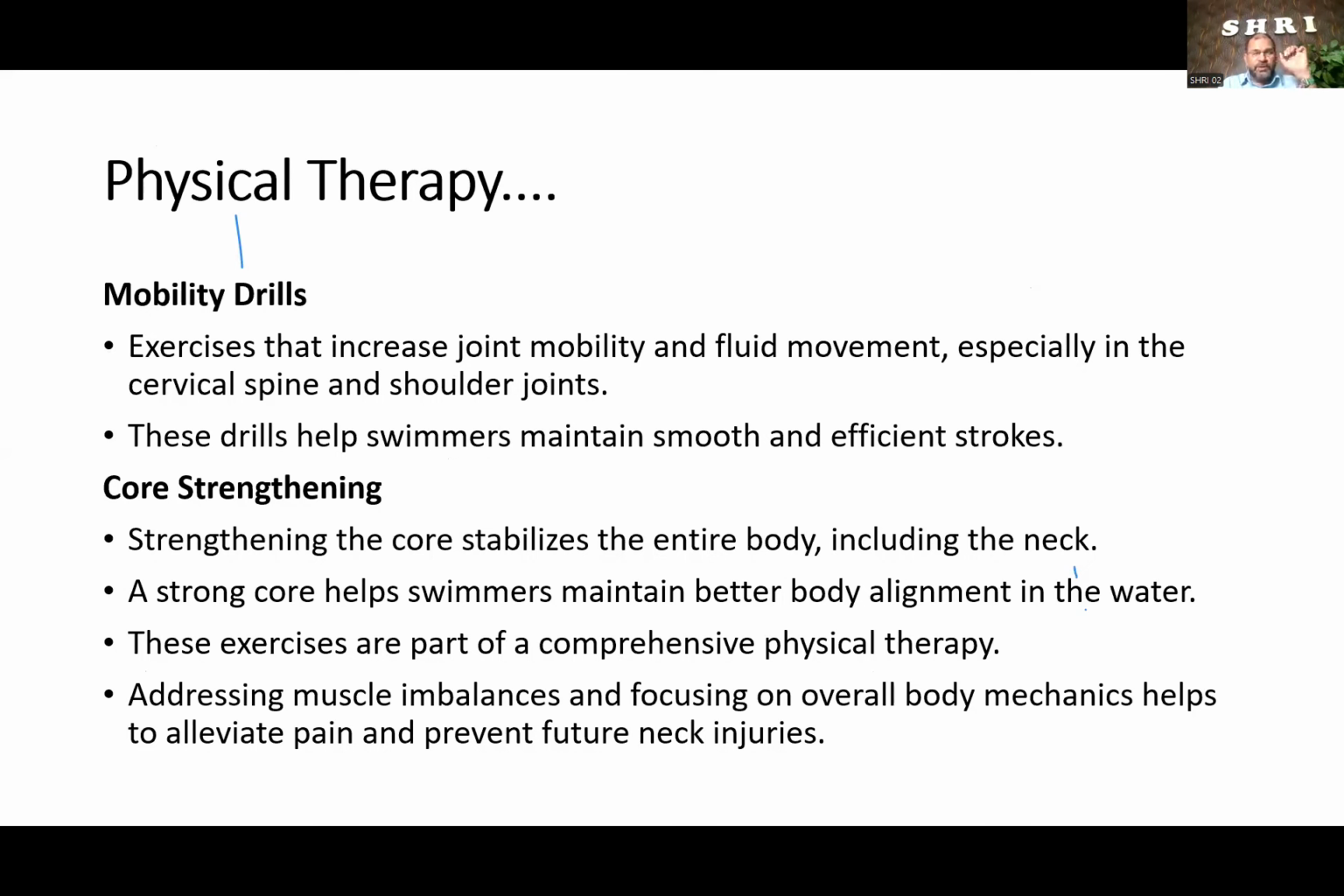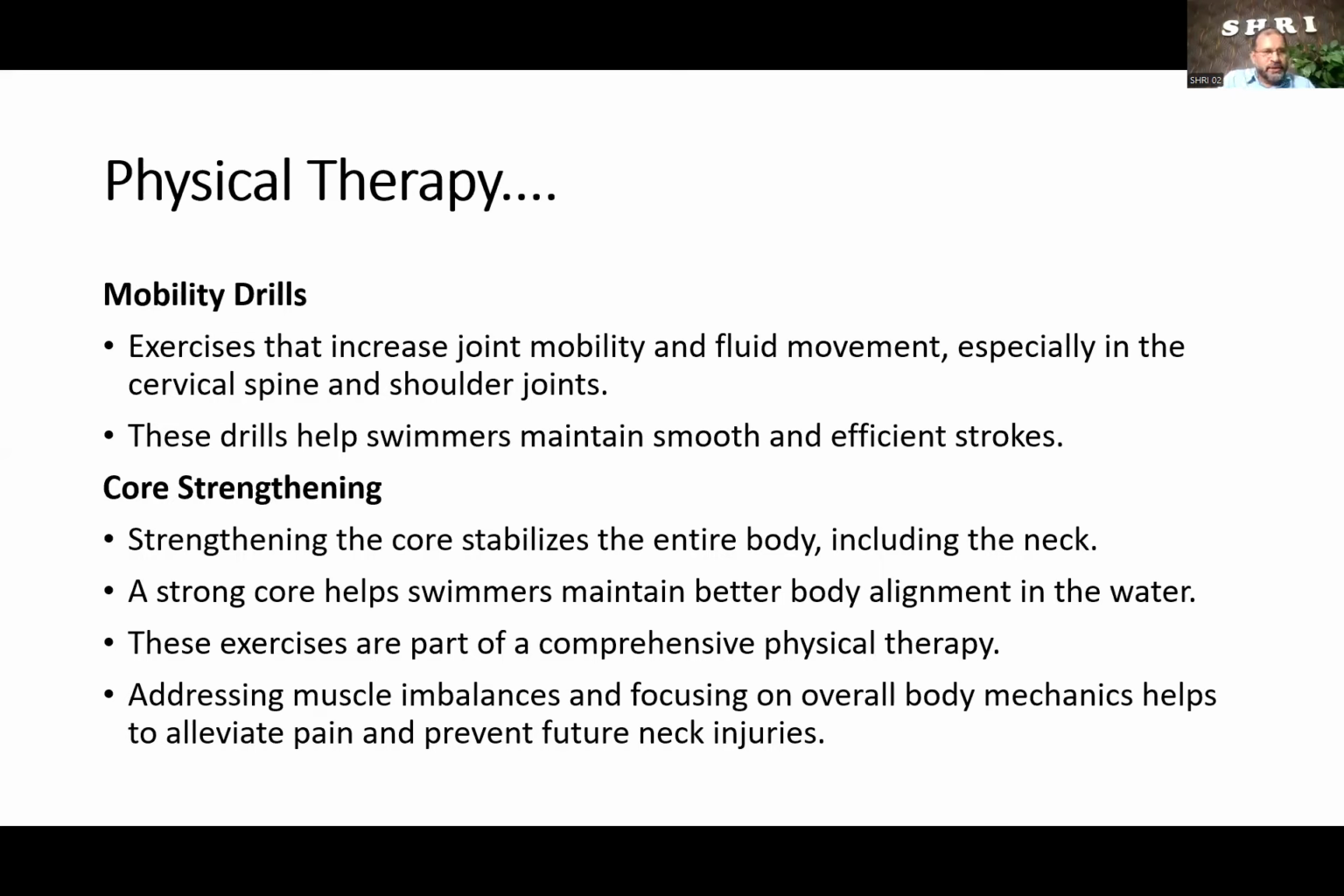So when you give range of motion exercises, the fluid moves around the joint. Now take for example the knee joint. When you do range of motion exercises in the knee joint, the synovial fluid moves around in the joint, right? And it gives nutrition to the cartilage and the surrounding structures, so it will heal faster. Without keeping it at rest, you have to move the joint, but it should be pain free. So the same thing applies to the neck also. So these drills help swimmers maintain smooth and efficient strokes.